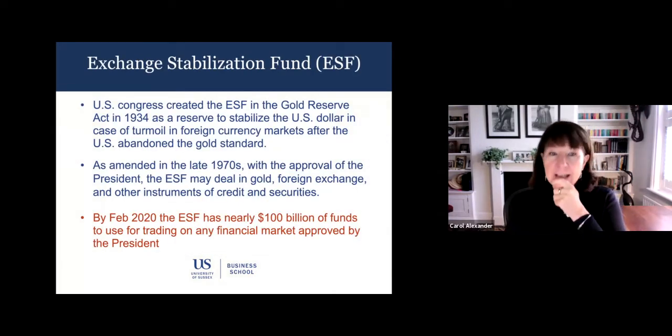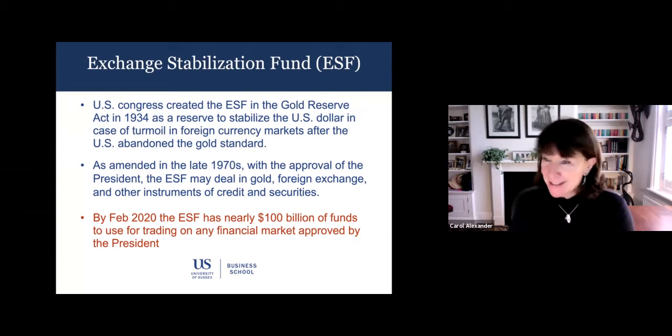And a little comment here about the Exchange Stabilization Fund. I'm still on the background, okay, and then I'm going to get into what's happening with regulators.